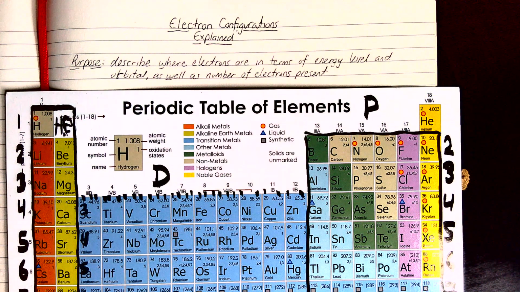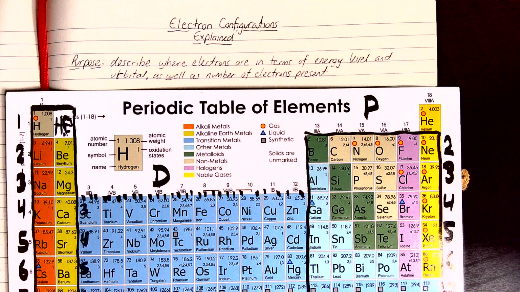Hello everybody. Today we're going to learn about electron configurations. And first, let's just start off by explaining what they are. Their purpose is to describe where electrons are in terms of energy level and orbital, as well as the number of electrons present in that orbital on that energy level.